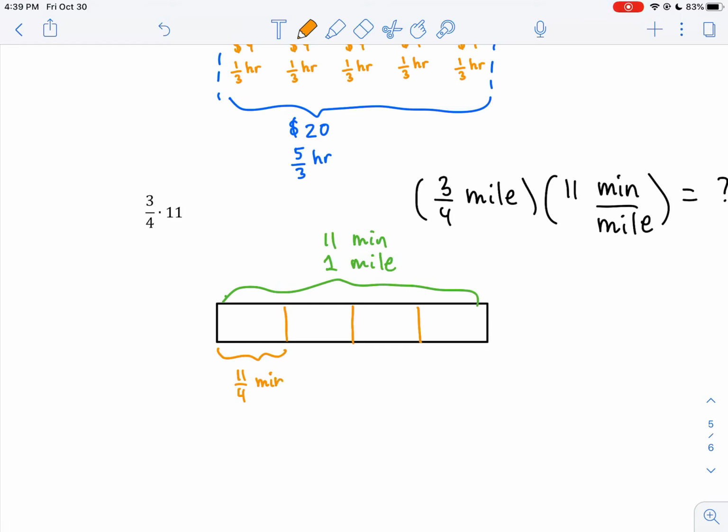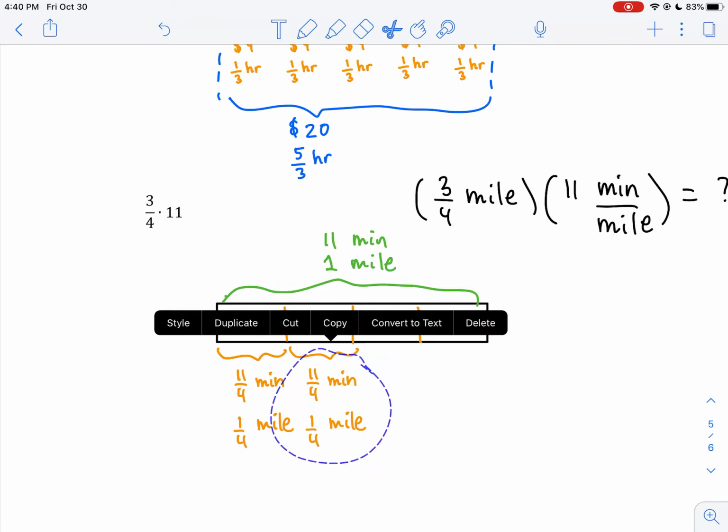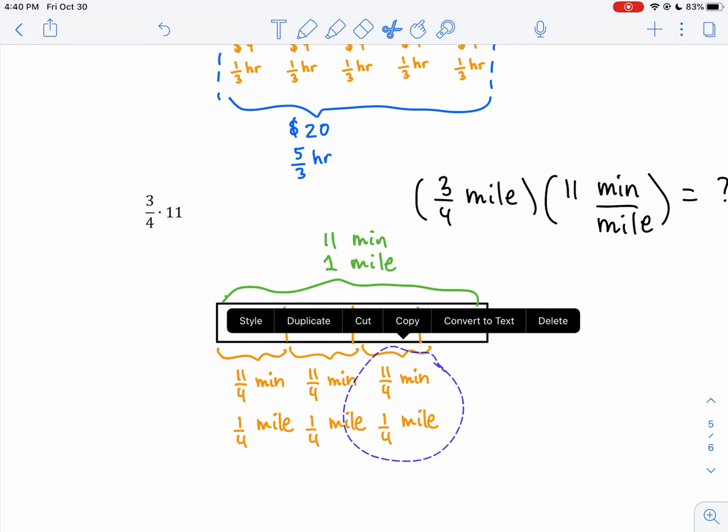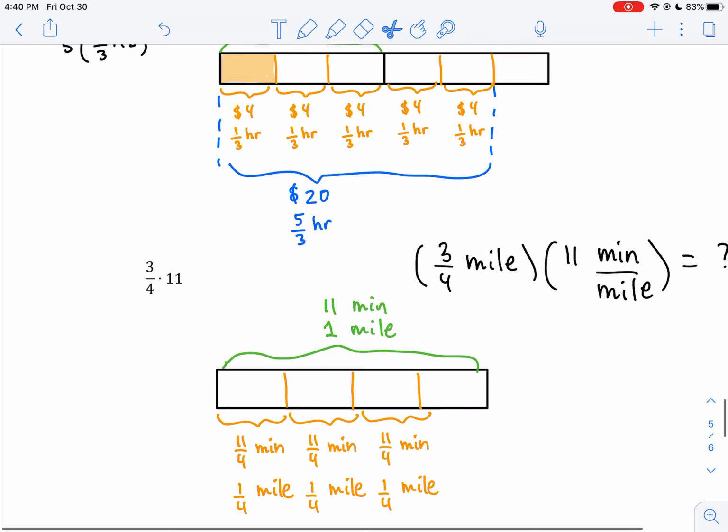So we have 11/4 of a minute, or you can say each of these pieces is 1/4 of a mile. It's 1/4 of a mile, which corresponds to 11/4 of a minute. And then we want to iterate that 3 times. 1, 2, 3. And let's go ahead and shade that in.